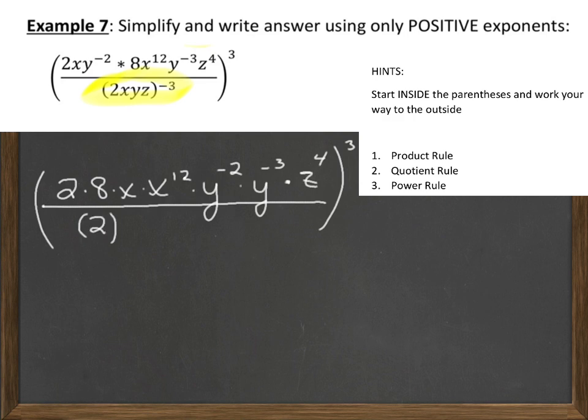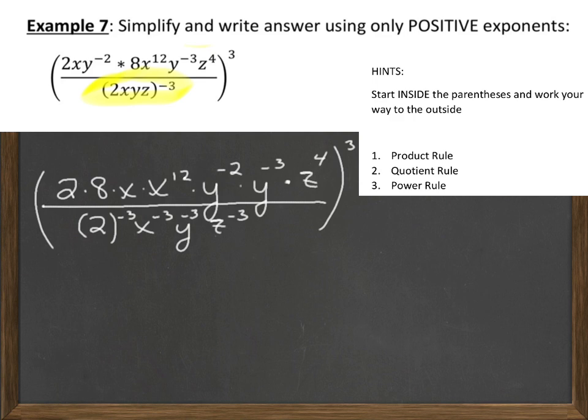So in other words, we're going to have 2 to the negative 3, x to the negative 3, y to the negative 3, z to the negative 3. So we kind of did 2 steps in one, and we can do that because the numerator is going to be evaluated independently from the denominator. So let's go ahead and simplify our numerator.